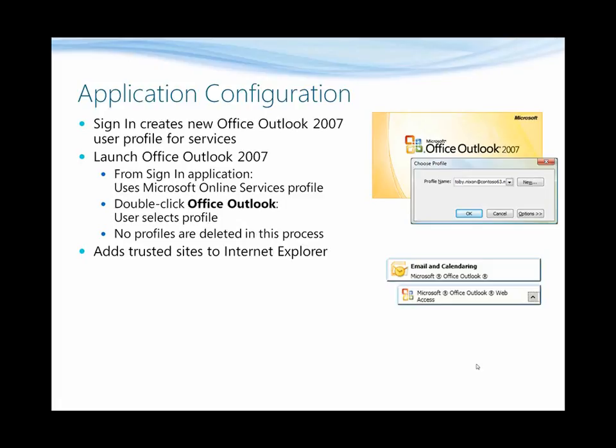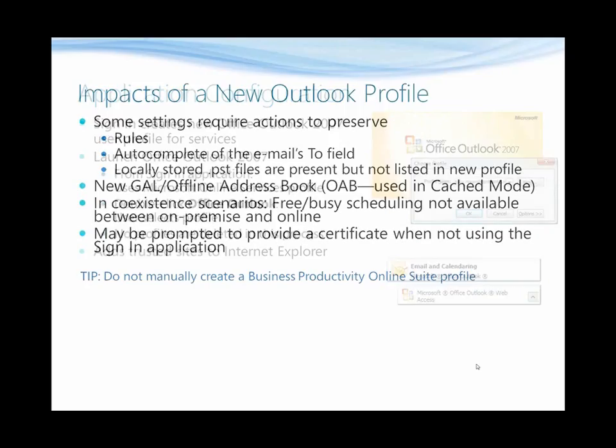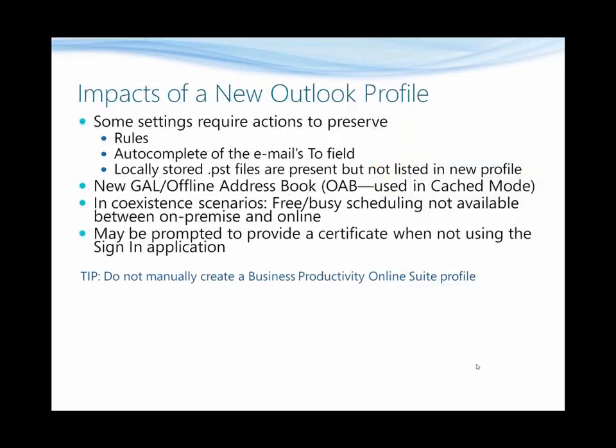When you launch Office Outlook 2007 by using the sign-in application, you'll not be prompted to select a profile or authenticate. If you launch Office Outlook 2007 from the desktop icon, you'll be asked which profile to use. When selecting the services profile, you'll then be asked to authenticate. You can add your local PST to the new profile and immediately access your old email.